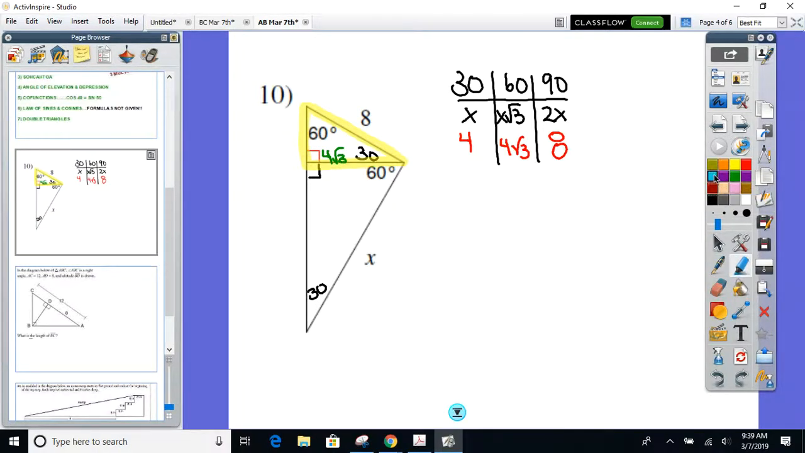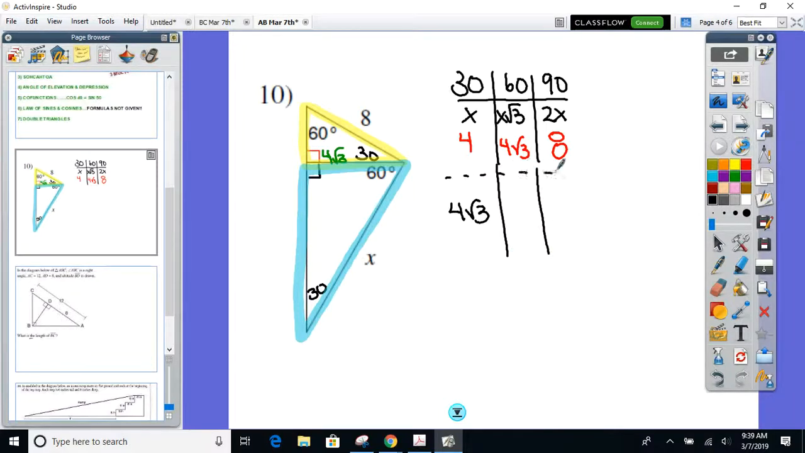Now turn your attention to the bigger 30, 60, 90. That 4 radical 3 you just found is across from what angle in this new triangle now? It's across from the 30. And what am I asking for with x? The side across from 90. So what must I do with that 4 radical 3? Multiply it by 2, 2 times 4 radical 3. How can I multiply those? So it'll end up being 8 radical 3, yes.